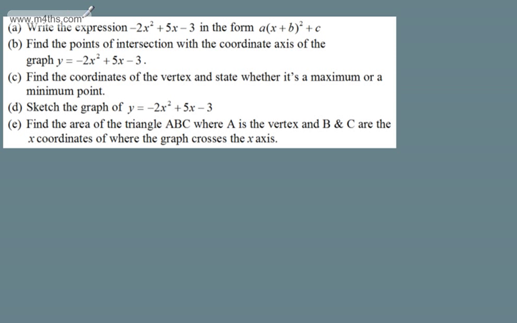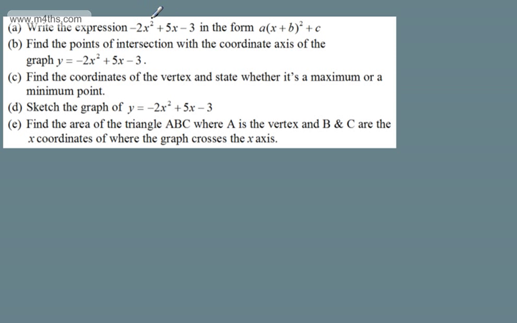In this video, we're going to do an extension question on quadratic functions. In part A, we're asked to write the expression minus 2x squared plus 5x minus 3 in the form a multiplied by the quantity x plus b all squared plus c. We're being asked to complete the square.